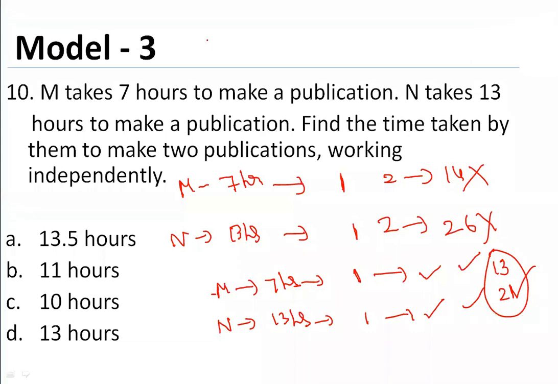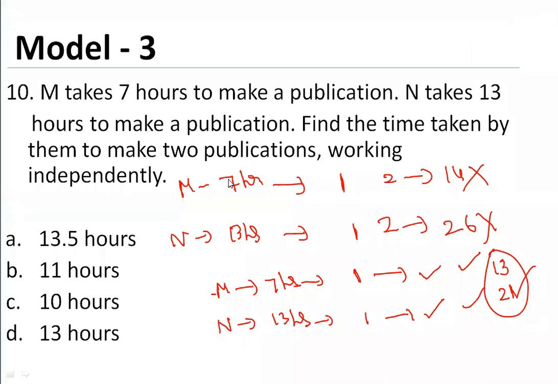Yes or no? And here one more thing you have to understand is M can finish the publication fast, but he will not help N to finish this publication. Working independently is nothing but the person who is finishing the work fast will not help the other person. Got it, guys? The person who is finishing the work fast will not help the other person here. Are you clear with it?